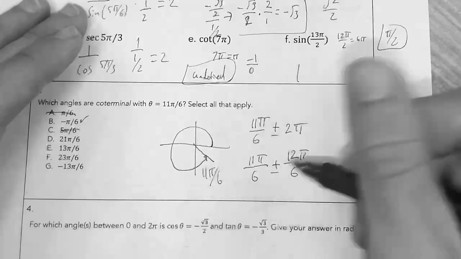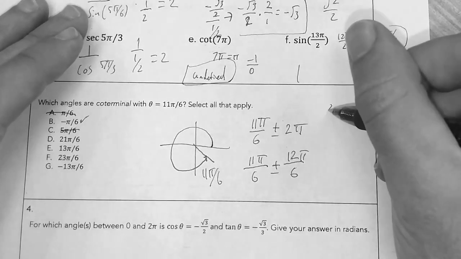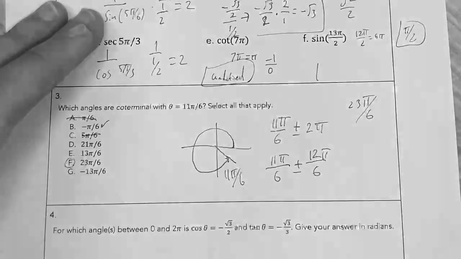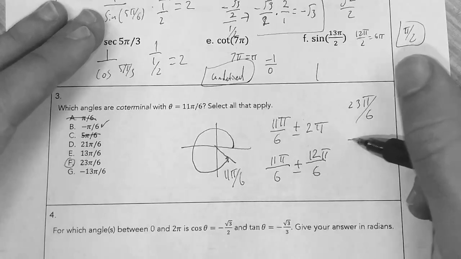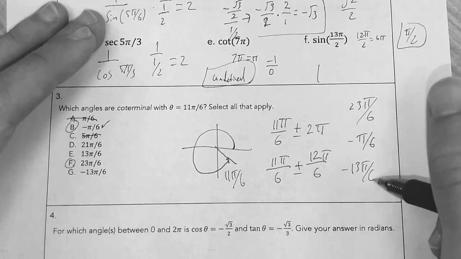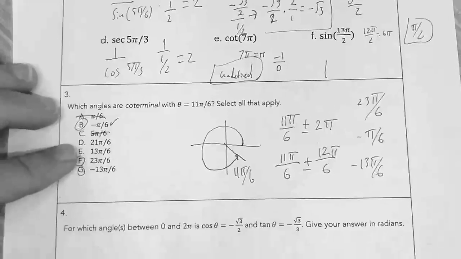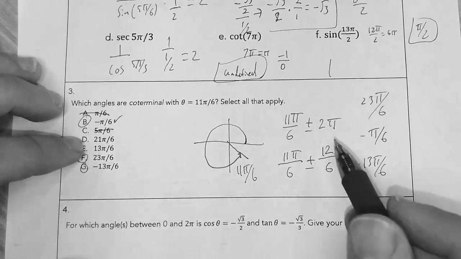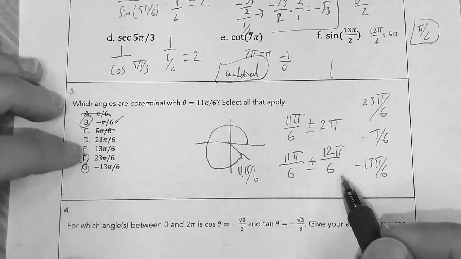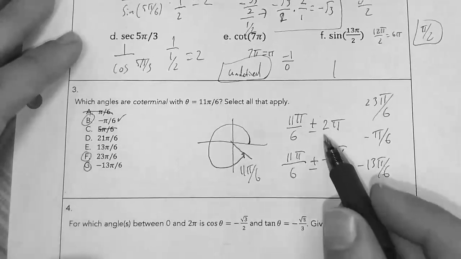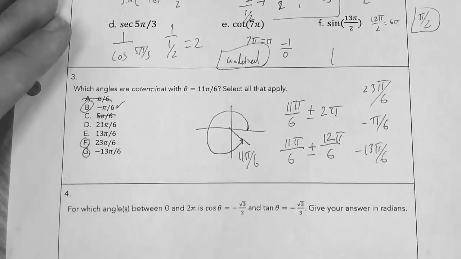So, for example, 11 pi over 6 plus 12 pi over 6 is 23 pi over 6. Therefore, that is going to be a coterminal angle. If I subtract, I would get negative pi over 6, which we already chose. We already know that was one. And if I subtract again, I would get negative 13 pi over 6. So therefore, that would also work. 13 pi over 6 and 21 pi over 6 are not values that I would get when I add and subtract 12 pi over 6, so they're not going to work. Okay, so just B, F, and G. So to find coterminal angles, just add and subtract 2 pi or add and subtract 360.